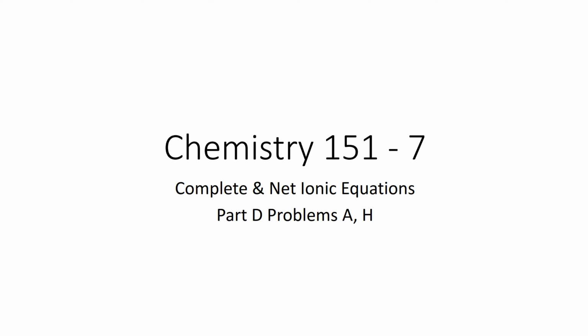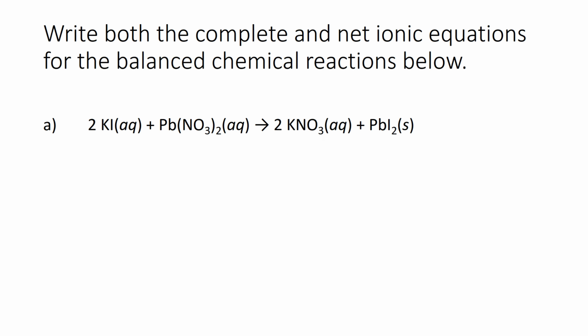Today we're going to be going over problems A and H in section D of GLA number 7. The instructions read, write both the complete and net ionic equations for the balanced chemical reactions below. What's nice about these problems is that the reaction itself is already balanced, so we don't have to worry about that. All we have to do is give the complete and net ionic equations.